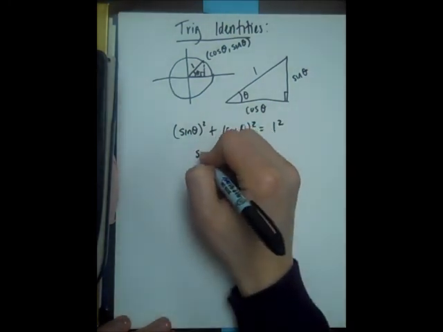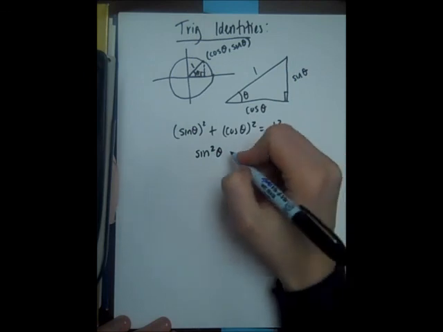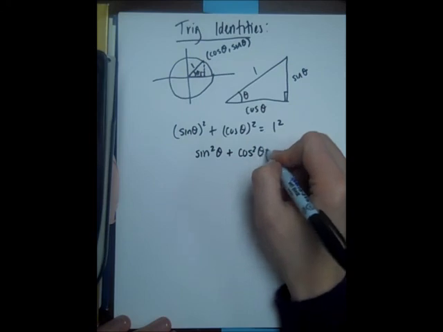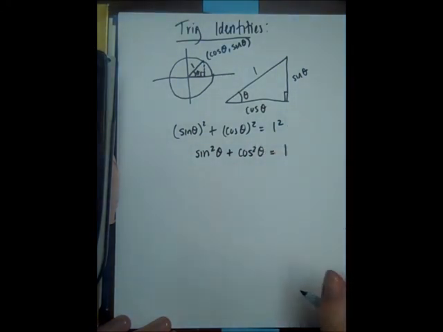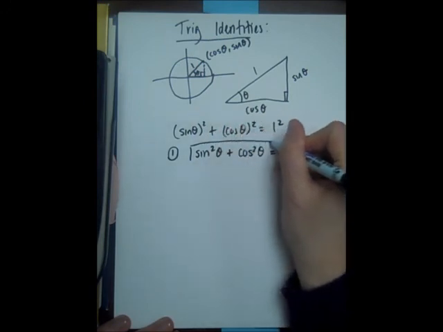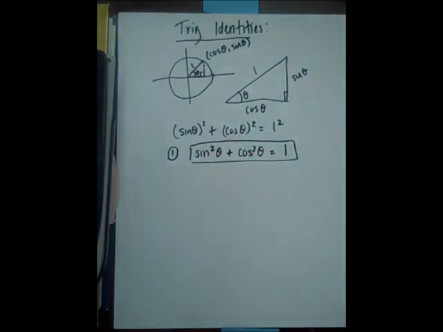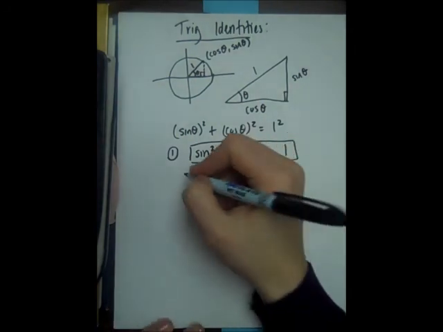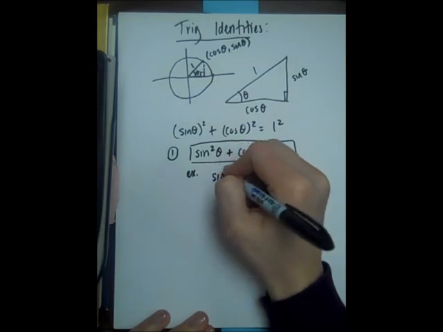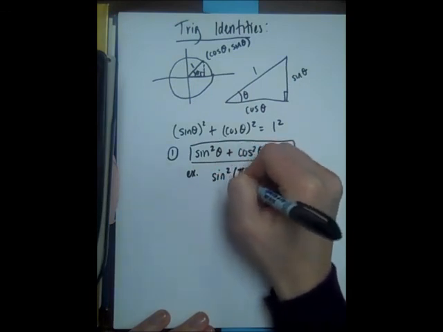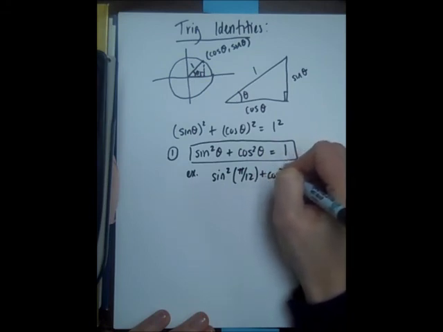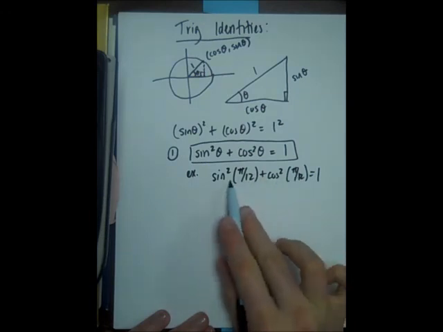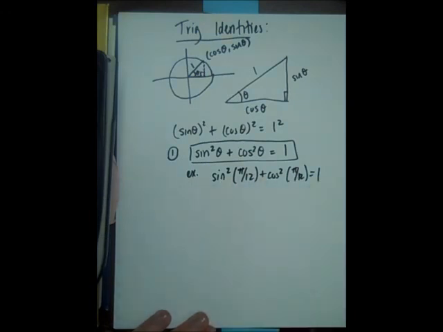So this is our first big identity. Sine squared theta, which this is how we write it, this means sine of theta squared, plus cosine squared is 1. So this is identity number 1. I'm going to put a box around this. This is absolutely the most important one. So anytime I have an angle, I square the sine, square the cosine, and get 1. So for example, I could say that sine squared of pi over 12 plus cosine squared of pi over 12 is equal to 1. As long as these two angles are the same, and I'm squaring the sine, squaring cosine, I will always get 1.